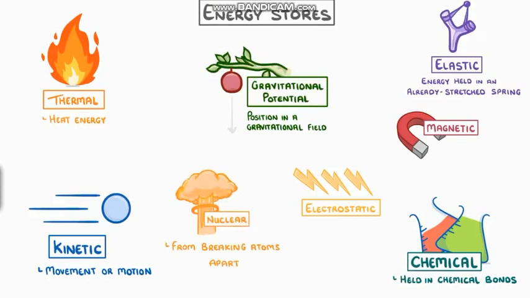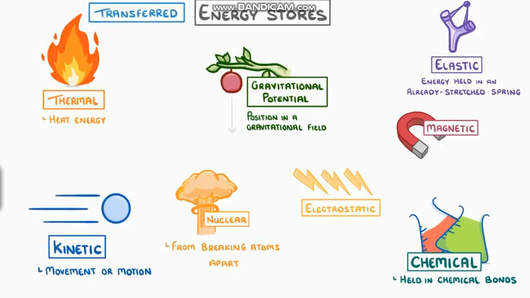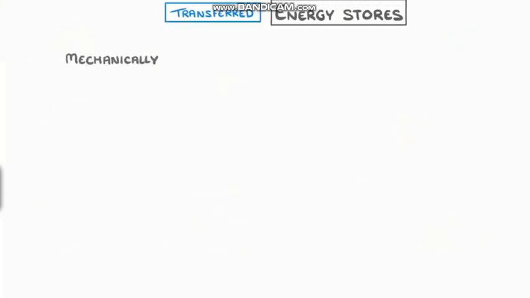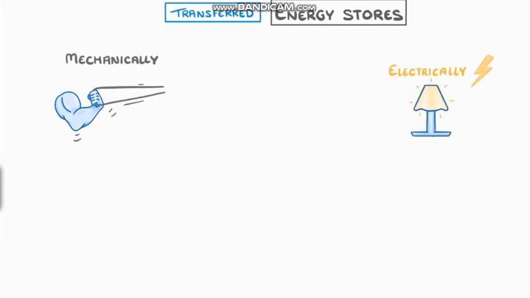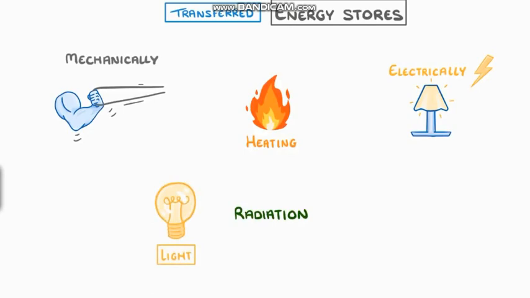Now, the key idea is that the energy in each of these stores isn't fixed. Instead, it can be transferred from one to another. This could be done mechanically, such as physically stretching an elastic band, electrically, such as plugging something into a socket, by heating, or by radiation, like light or sound waves.